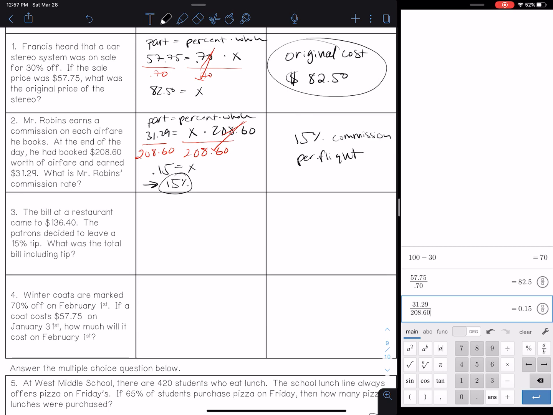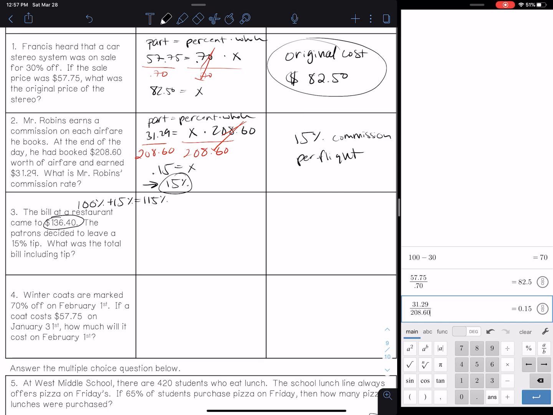So, next, number 3. The bill at a restaurant came to $136.40. The patrons decided to leave a 15% tip. What is the total bill including the tip? Now again, I'm going to do a little bit of a different method, okay? Originally you're going to pay 100% of this, right? Now you're going to pay 15% more. So how much are you paying in total? 115%.